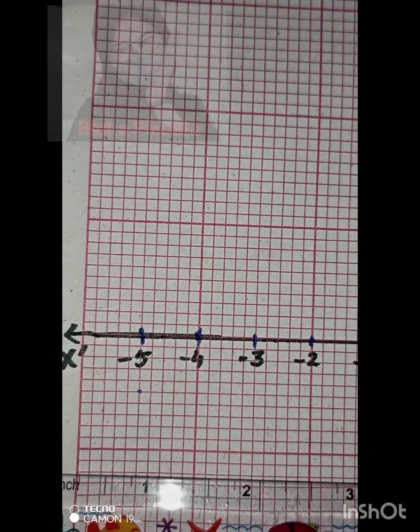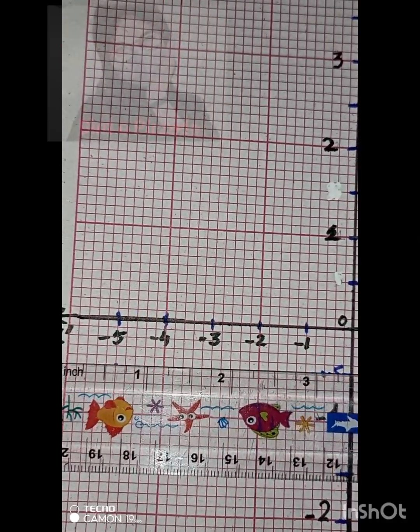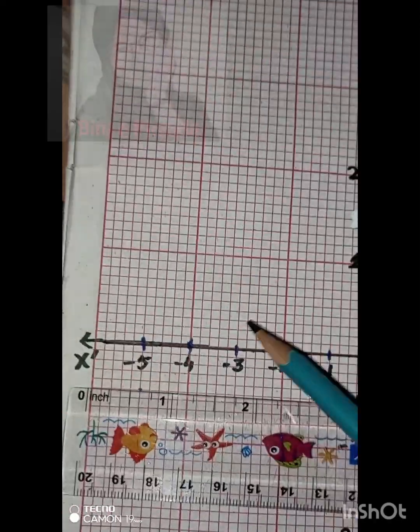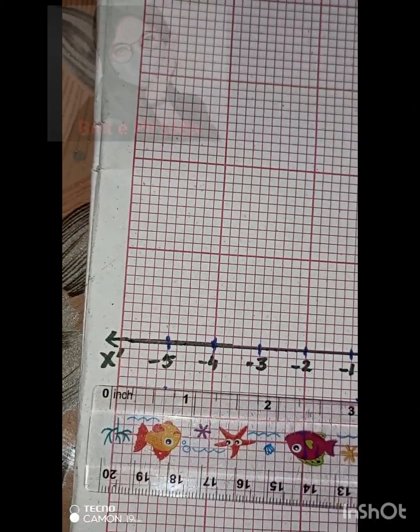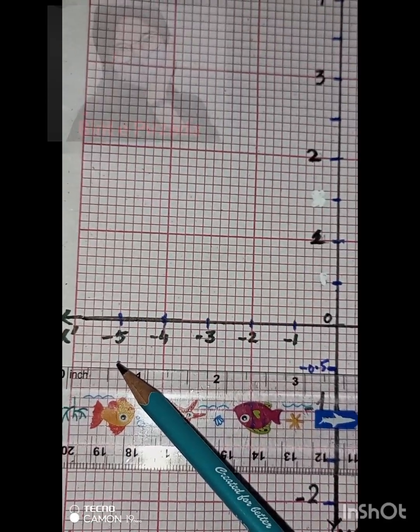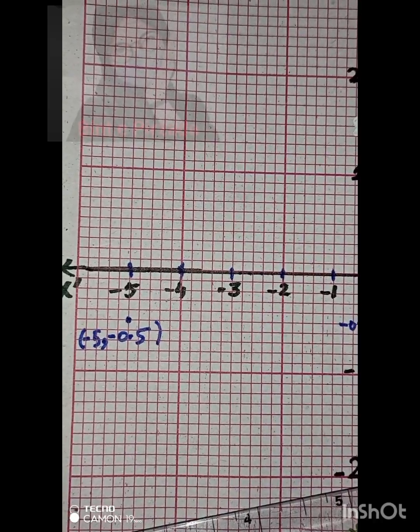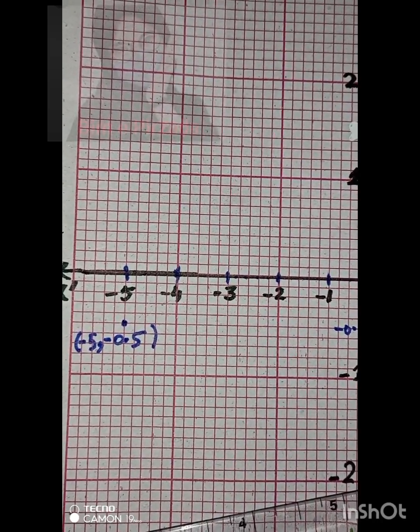It means our first point will be -5 and -0.5. See, I am going to put the scale here, -0.5 and -5. So you can see this is our point, -5 and -0.5. Plot this point and write the ordered pair. So you will plot this point and you will write the ordered pair -5, -0.5.